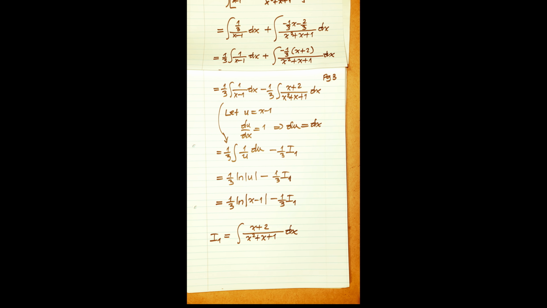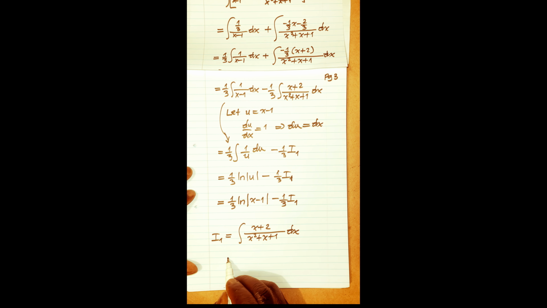Fantastic. Now, if you look at the denominator here, differentiating this, you get 2x plus 1. But we have x plus 2 in the numerator, so I need 2x there. And then we'll have to create or manufacture a 1 somewhere there. But if I multiply the numerator by 2, without changing this, I will have to divide by 2. So basically, I'm saying this is 1 over 2, the integral of 2x plus 2, like that, all over x squared plus x plus 1 dx.